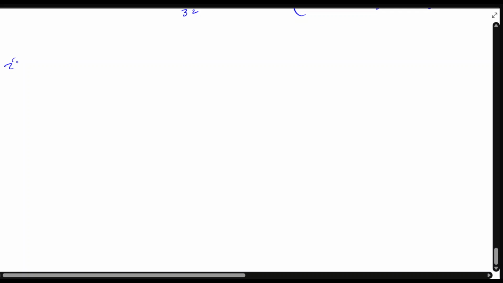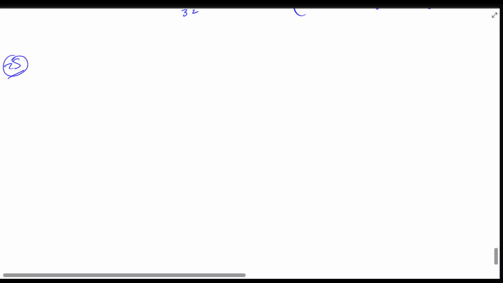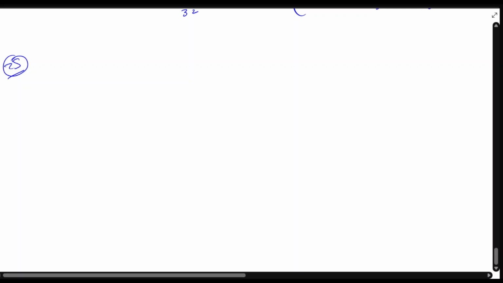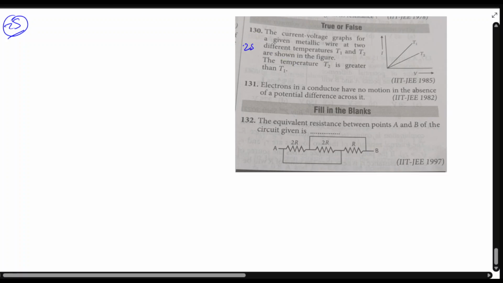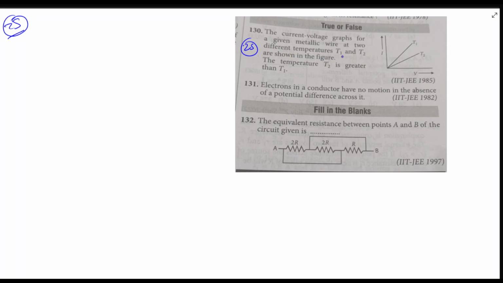So we are left with the last 3 questions, right? So in 25, what is it saying? The IV graph is given at different temperatures, these are metallic wires. So T2 is greater than T1. Let's see if it's true or not.